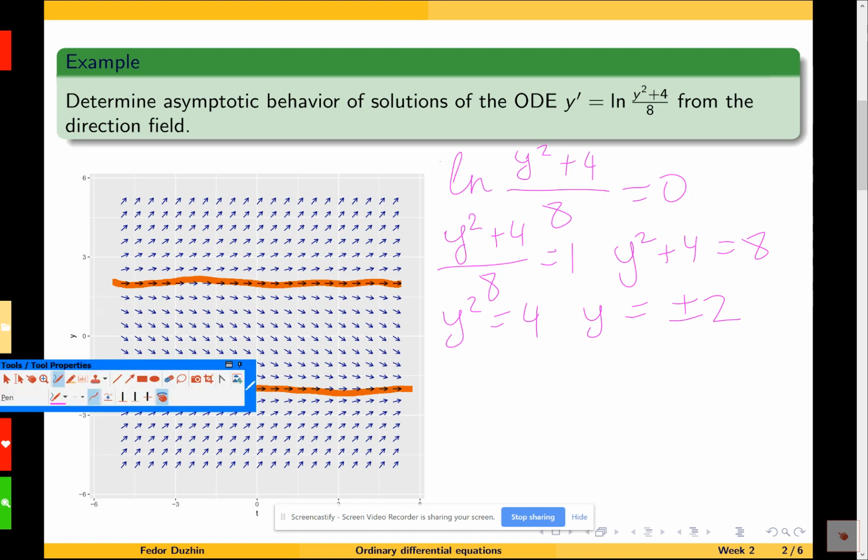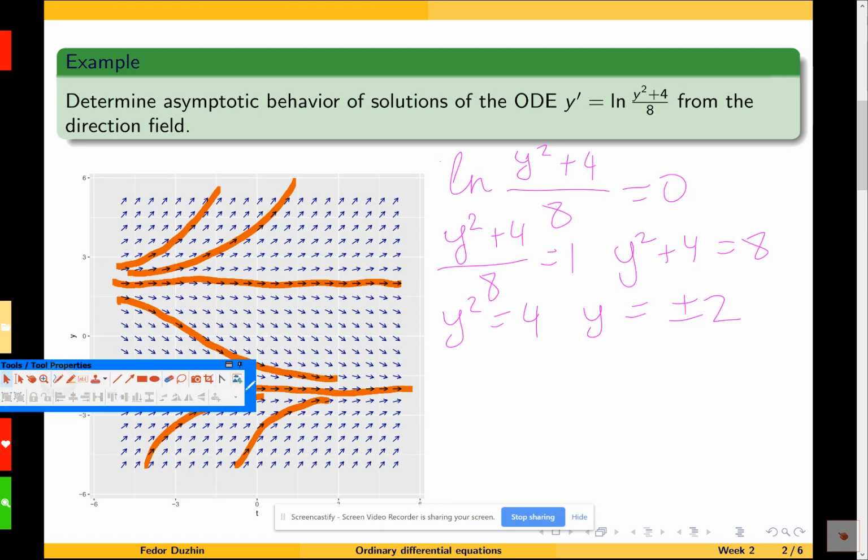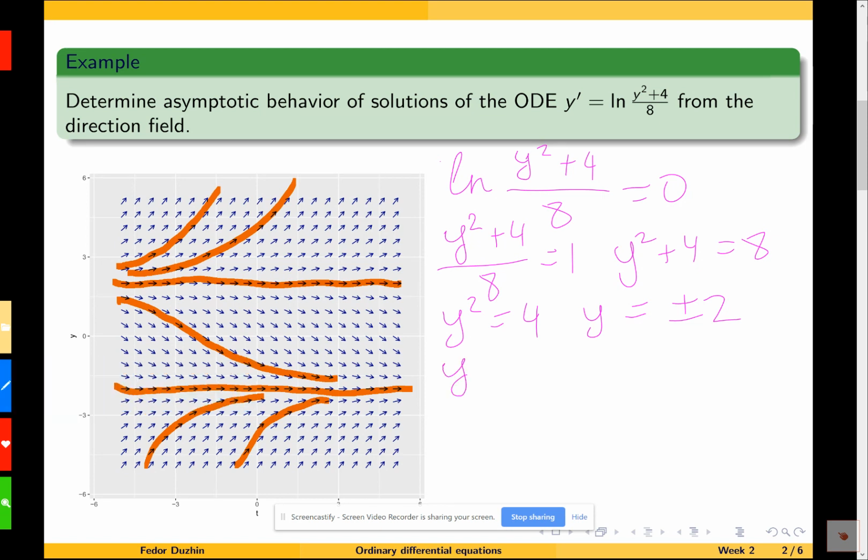But furthermore, notice that if the initial value of y is above 2, then as t goes to infinity, the solution goes to positive infinity. But if the initial value of y is less than 2, then all those solutions approach negative 2. And this is the asymptotic behavior. So if the initial value of y is bigger than 2, then the limit of y is going to be infinity. And if the initial value of y is less than 2, then y is going to approach negative 2 as t goes to infinity. That's the asymptotic behavior.